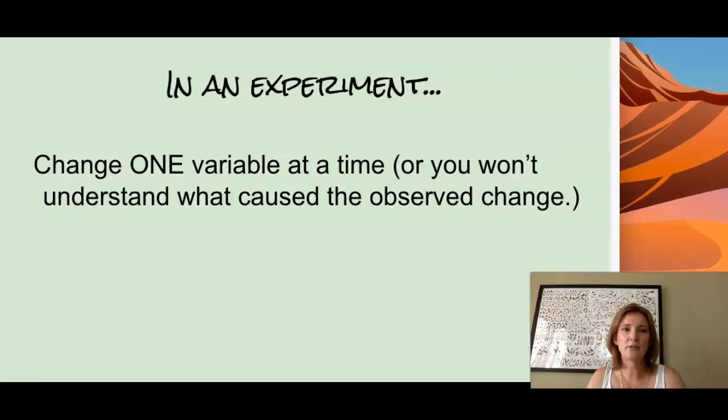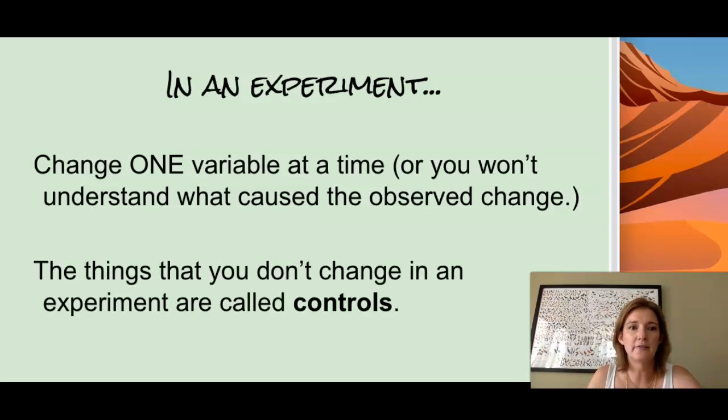And then the last note here is in an experiment, of course, you want to change one variable at a time. So if you change not only how far you were from the basket, but the height of the basket off the floor, then you wouldn't know what caused your result, right? So change one variable at a time. And the final little bit here is the stuff that you don't change, we call those the controls in an experiment. So there you go. That is the vocab you need.